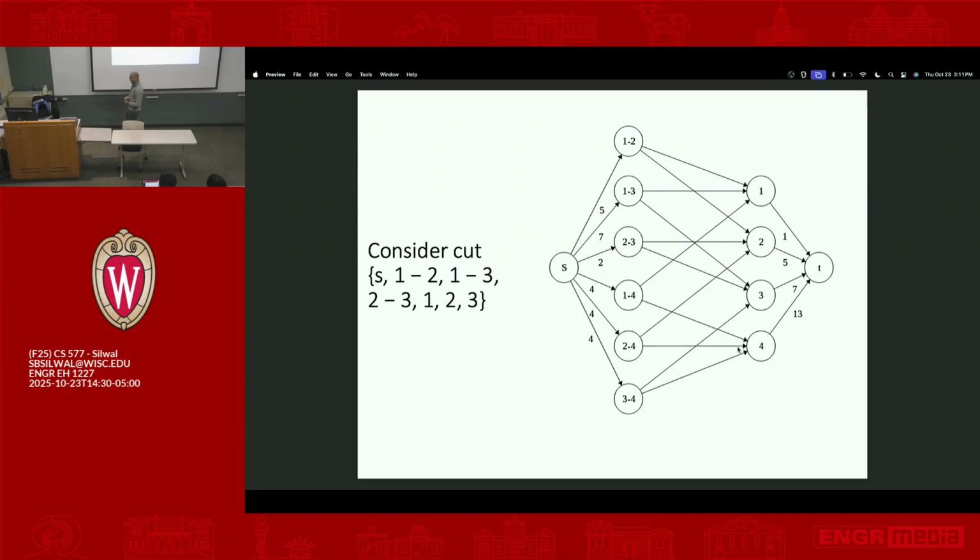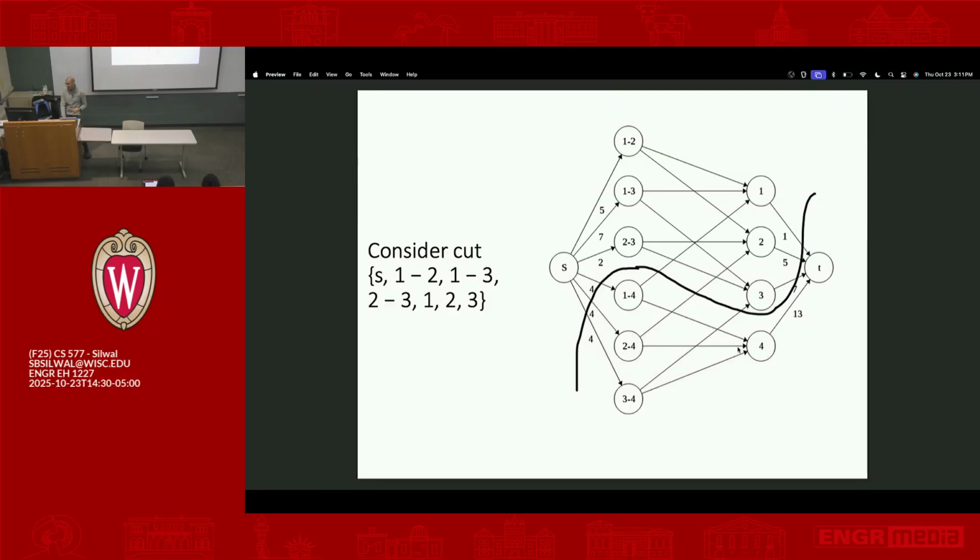Here, I didn't really run the flow. I said, okay, actually, I'm going to give you a cut. That's the same thing, right? The value of a cut is always at least as big as the value of the flow. Max flow equals min cut. So consider this cut. So this cut looks like this. What is the value of this cut?